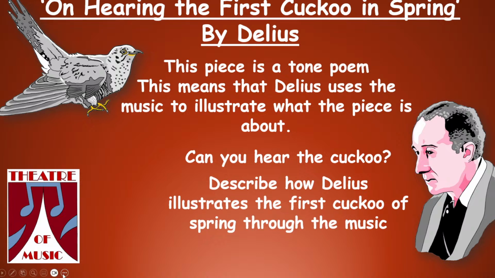a go at doing is describing how Delius illustrates this first cuckoo of spring through the music, and maybe write down your ideas. If you're using the worksheet, then the worksheet gives you the opportunity to write down your ideas on that first page and come up with as many ways that you can think of, and maybe describe which instruments as well you think are making the cuckoo sounds, for example. And then we'll have a little chat about exactly what is going on.